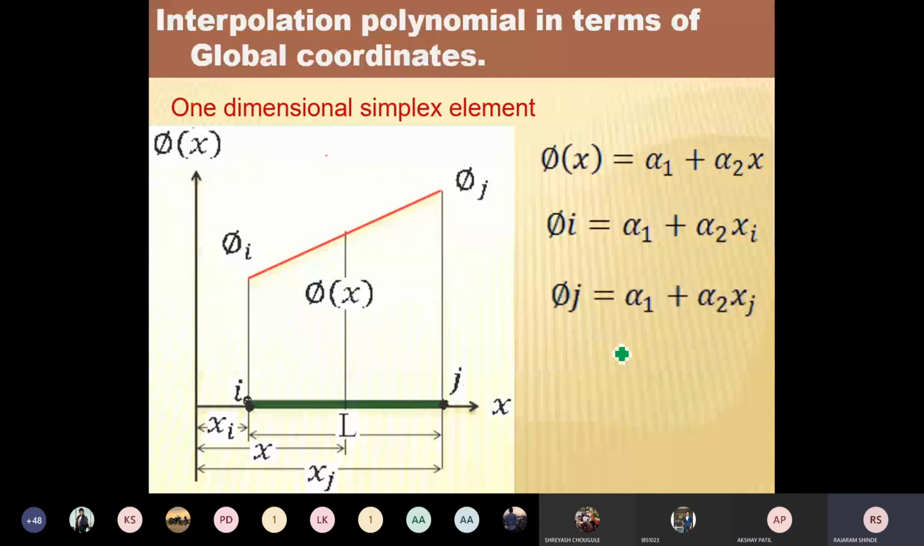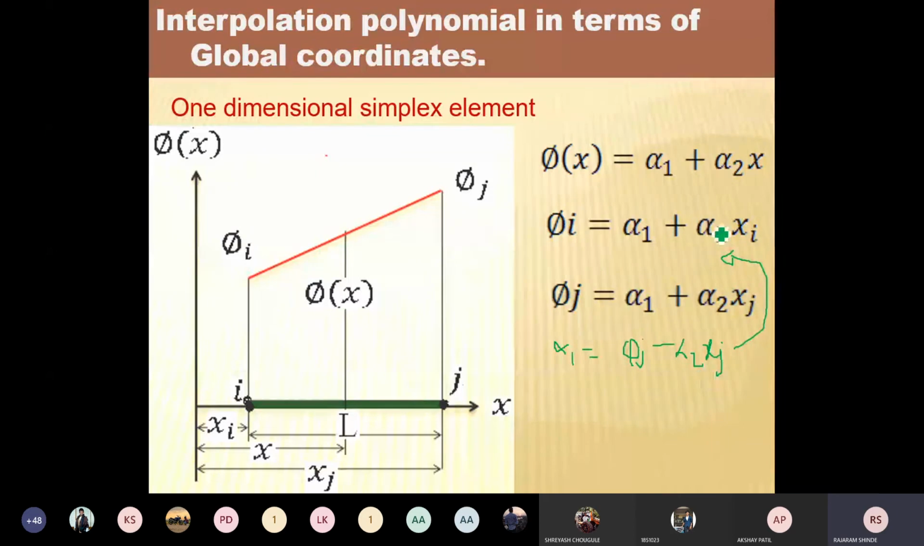You can take the inverse of the matrix, or you can write the first equation for alpha 1 and the second equation for alpha 2. I will write the second equation for alpha 1. Alpha 1 is equal to phi j minus alpha 2 xj. Do you agree with this? Now you put this in this equation, and you will get alpha 2.